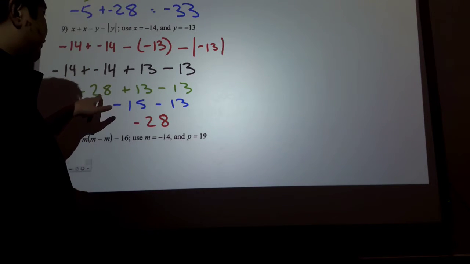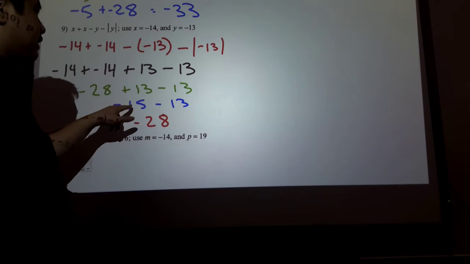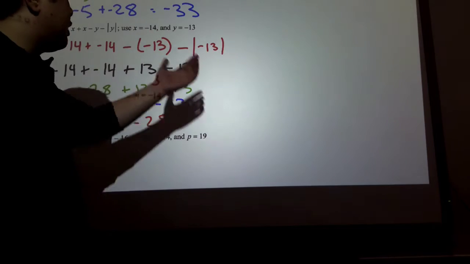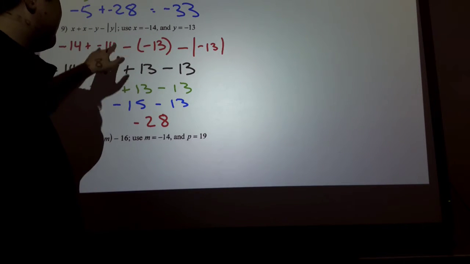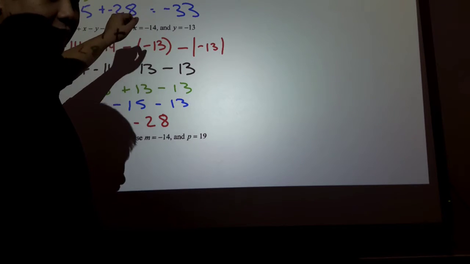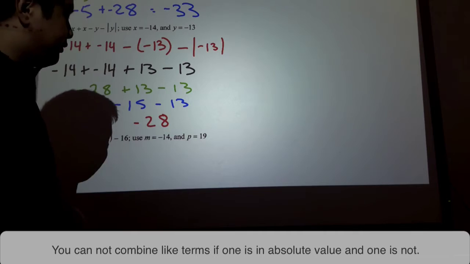Combine negative 14 plus negative 14, negative 28. Negative 28 plus 13 is negative 15. Negative 15 minus 13 is negative 28. Notice how this is also very valuable when we're combining like terms. We can combine like terms right here. Please do not combine these like terms because this is an absolute value. We can only combine them if they're not inside parentheses or absolute values.